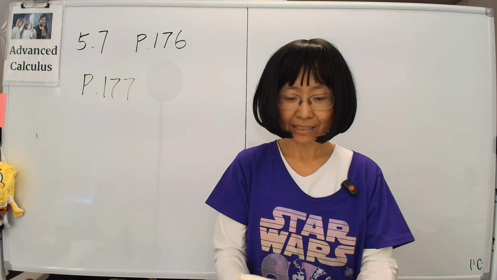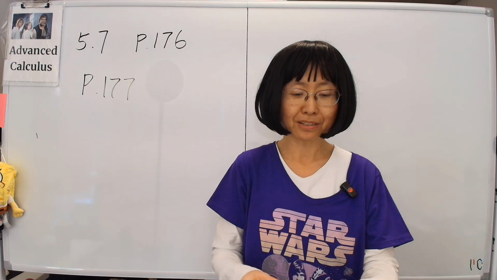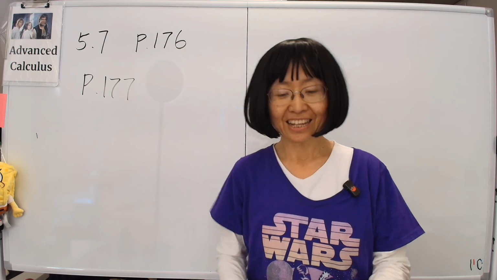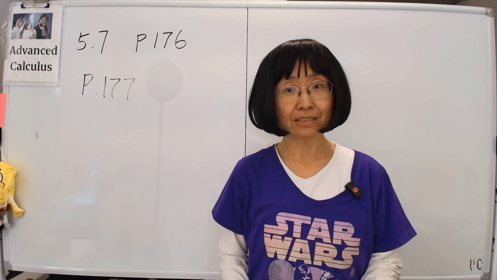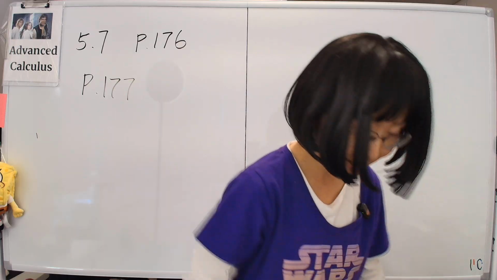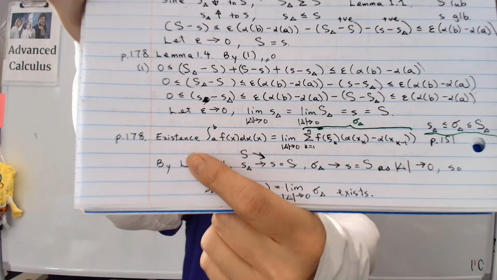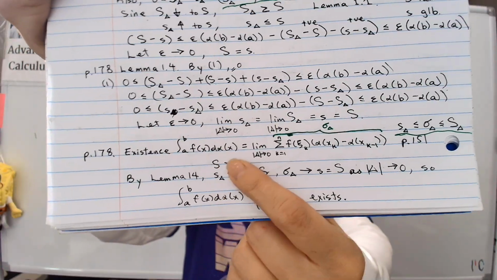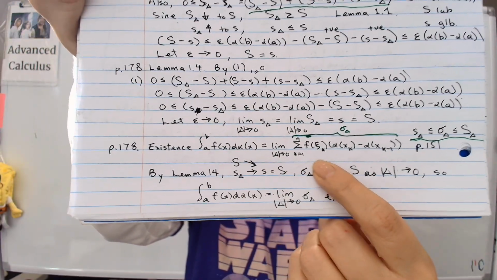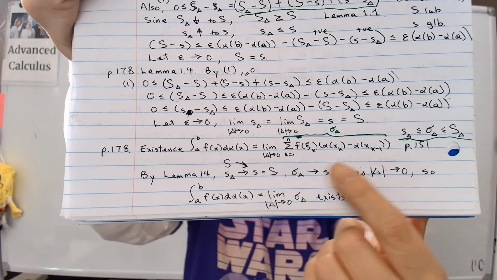All right, so next we're going to prove theorem 1. What was theorem 1 again? Theorem 1 is the existence of the Stieltjes integral. We already used it, but now we're going to prove the existence of this integral, which is defined as such on page 151.